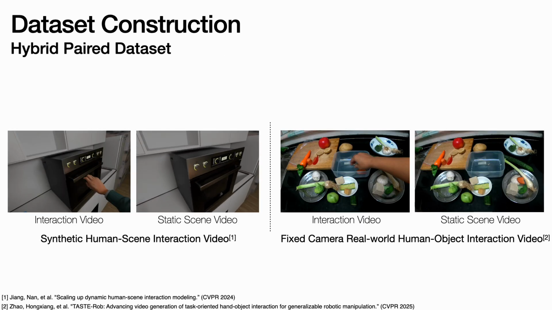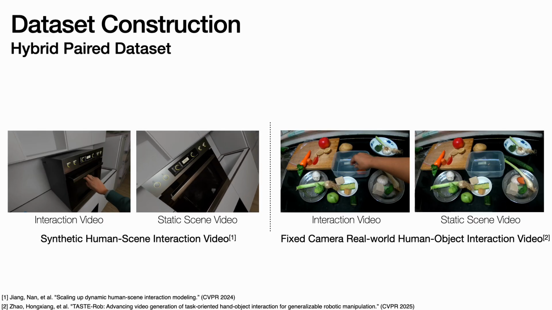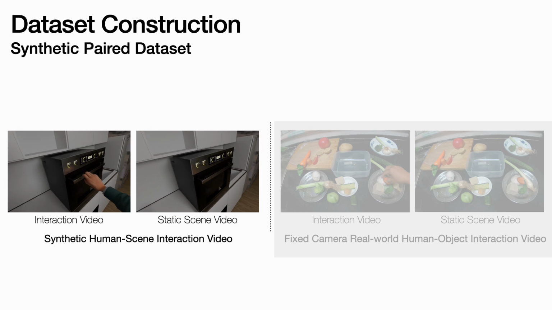To train this model, we need paired data. Each training sample should include an interaction video, a corresponding static scene video, and a hand video, all aligned in time and viewpoint. We construct a hybrid dataset using two sources: synthetic human scene interaction videos, and fixed camera real-world human-object interaction videos. The synthetic data gives accurate alignment while the real-world data gives more realistic object dynamics. First, we focus on the synthetic paired dataset.